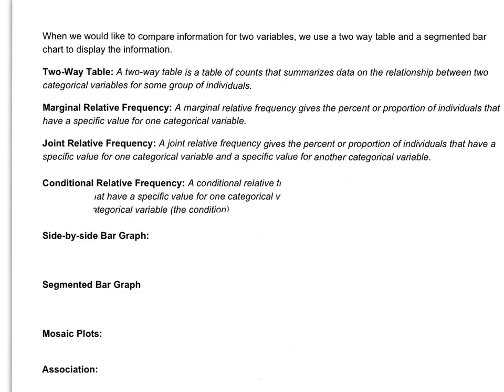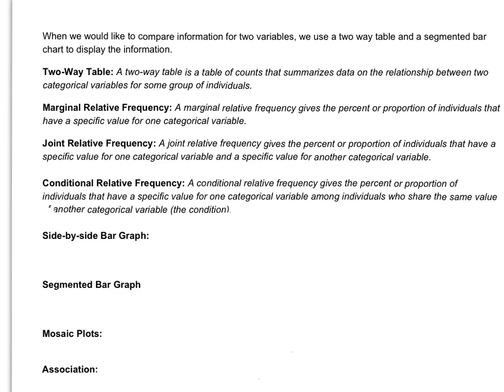Another type of relative frequency we could look at with these two-way tables is what we call a conditional relative frequency. The conditional relative frequency gives the percent or proportion of individuals that have a specific value for one of our categorical variables for the individuals who share the same value of another categorical variable.